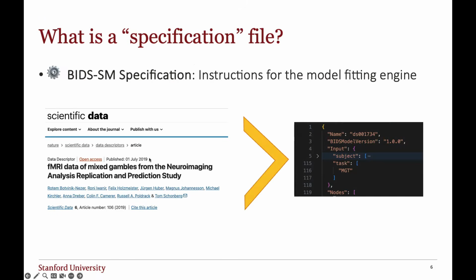So a model spec for the NARPS data set on OpenNeuro, which is ds001734, you basically start with the input, where you can filter subject arrays, run arrays, and session arrays. So you tell the model, here are the subjects and runs I want to start with, because I excluded these subjects. They're in the folders, but don't pay attention to them. Same with runs, and same with sessions.